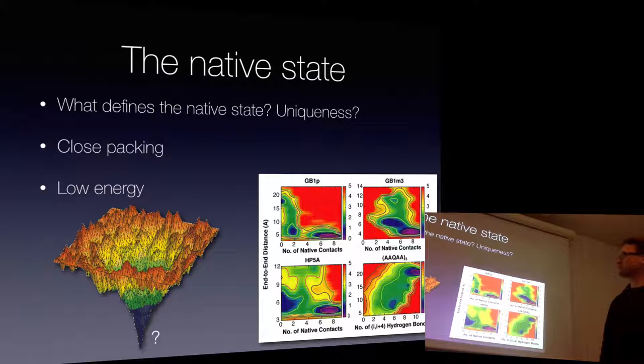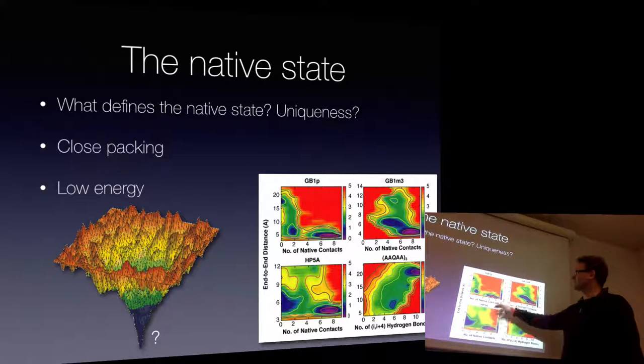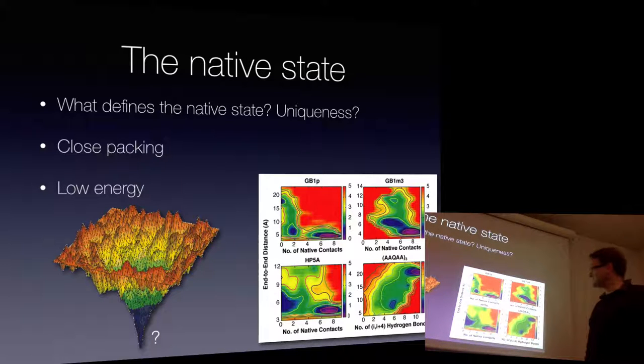You can actually show this if you, say, count the number of native contacts, or count the number of hydrogen bonds. Even in a small simulation, you can really show that these very low energies correspond to the native states. So native states usually have both a low free energy and a low energy. Lots of good interactions.